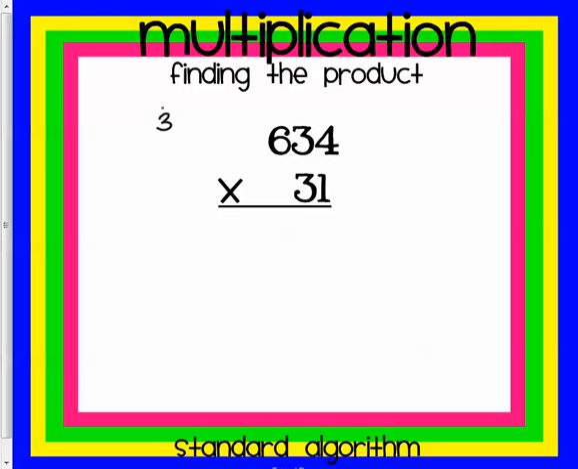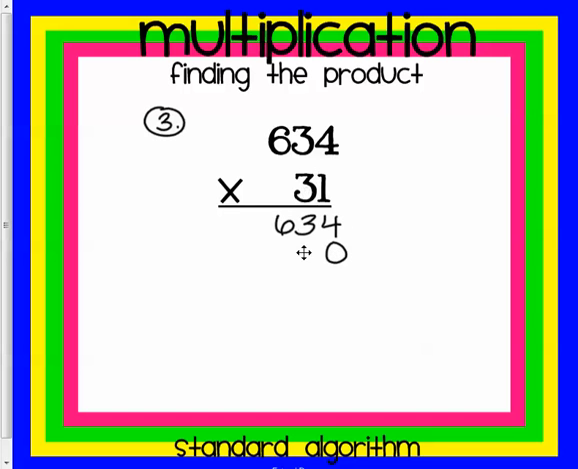So let's label this one number 3. 1 times 4 is 4. 1 times 3 is 3. 1 times 6 is 6, because one group of 634 is 634. Now let's think about our 30. Hold your place value with a placeholder of 0 in the ones place.